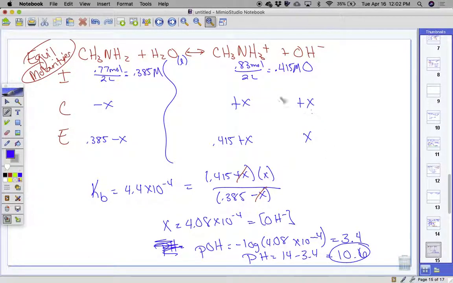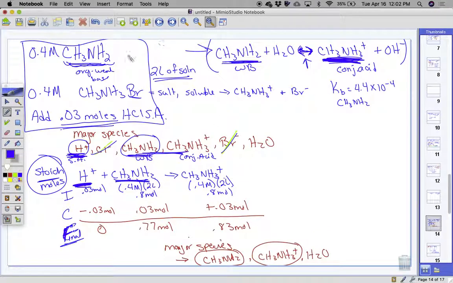So what is this the pH of? That's the pH of a solution that contains everything in that box. So it's got HCl, it's got this salt, and it's got that weak acid. The answer is 10.6.